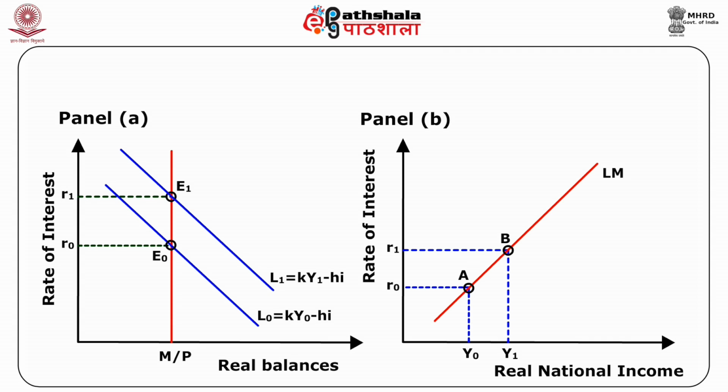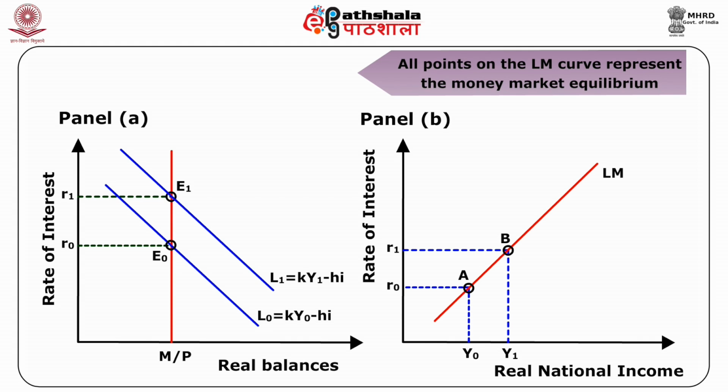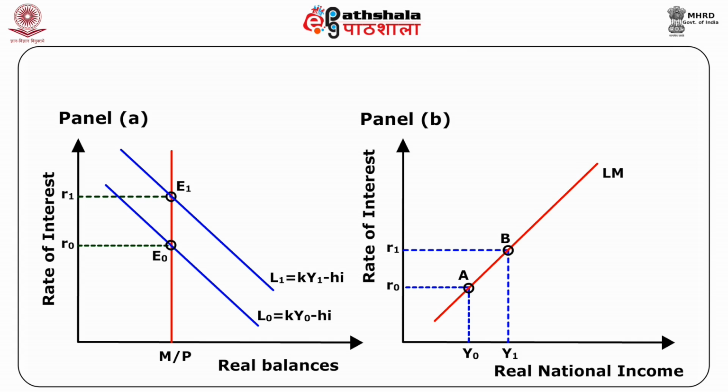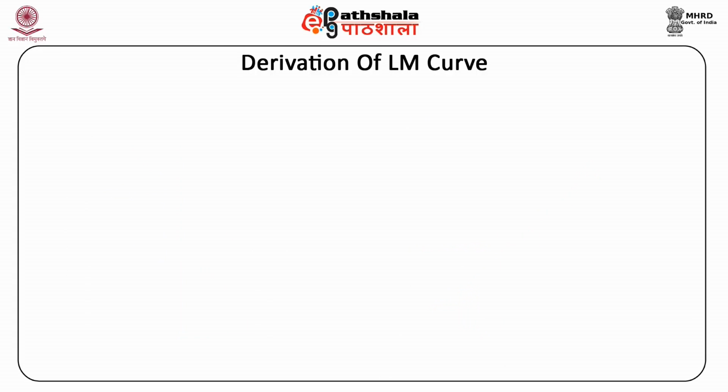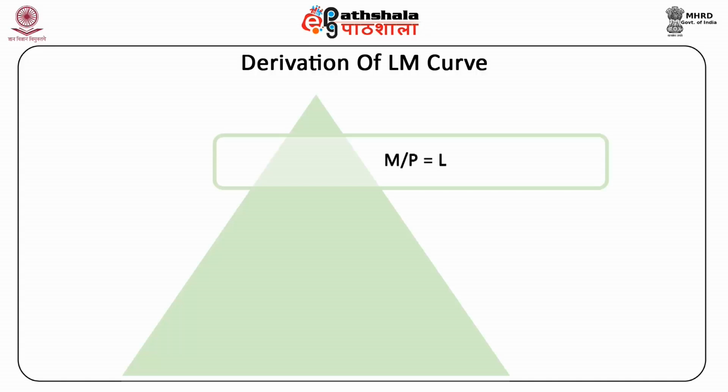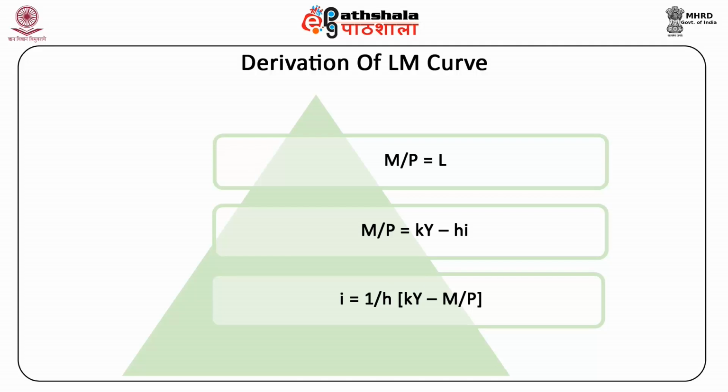Thus, LM curve is the combination of interest rates and income at which the money market clears. All points on the LM curve represent the money market equilibrium. LM curve is positively sloped as an increase in interest rate is accompanied by an increase in the level of income. This condition of money market equilibrium can also be represented in the form of LM curve equation. M by P is equal to L, M by P is equal to KY minus Hi, or i is equal to 1 by H in bracket KY minus M by P bracket closed.